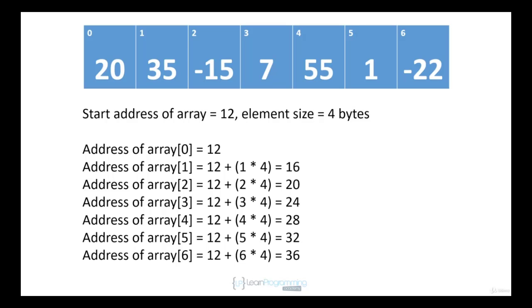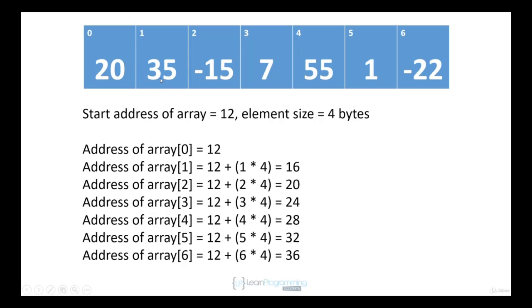Now, for this example, we're going to pretend the start address of the array is 12. As I said, that's a bogus memory address. It doesn't matter what the number is. And because these are integers, the element size is 4 bytes. So if we wanted to get the element at array 0, well, that's equal to the start address of the array, right? Because the array starts here at 12. And so the first element of the array is actually going to have the same address as the beginning of the array. So if we want the address of array 0, we get 12.